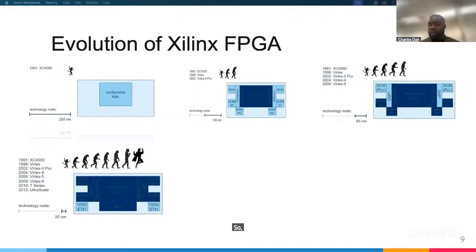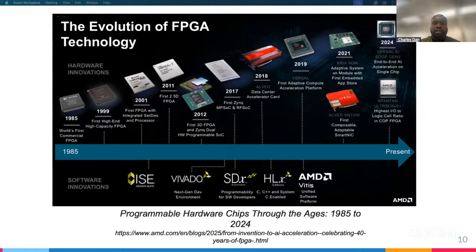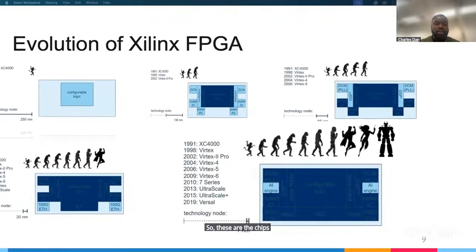Right now we have the UltraScale+ and the Versals as well, which combine with other processing systems. So these are the chips.